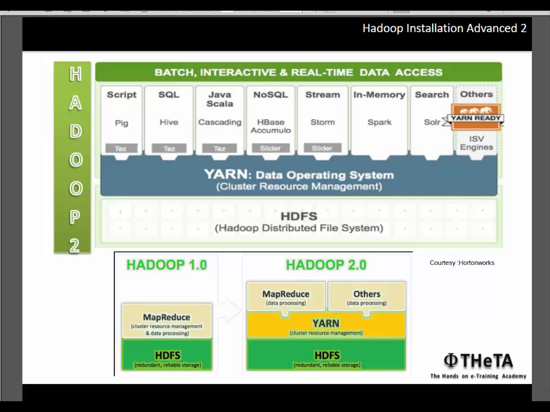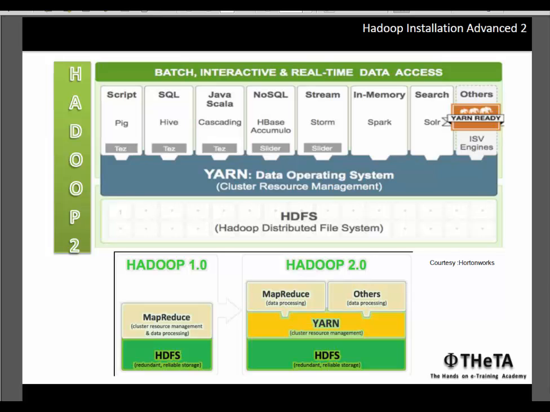So this is the Hadoop 2 architecture, and you can see below you have the difference between Hadoop 1 and Hadoop 2. There is only MapReduce and HDFS in Hadoop 1, right? In Hadoop 2, we have MapReduce, other data processing, YARN for cluster resource management, and HDFS is the same. There are improvements done to HDFS, but it's basically the same. And on top of it, you have YARN, the data operating system, which is cluster resource management, which handles all the activities providing resources and logistics to the cluster, right?